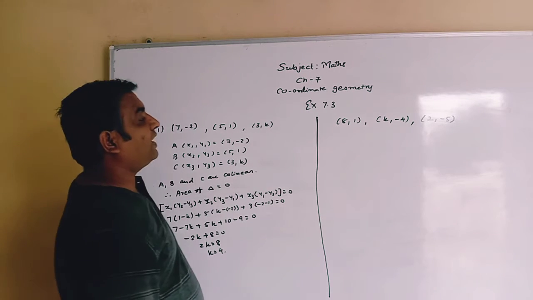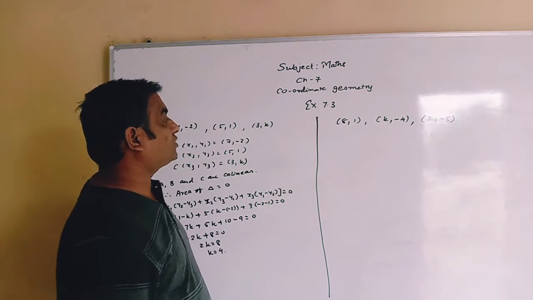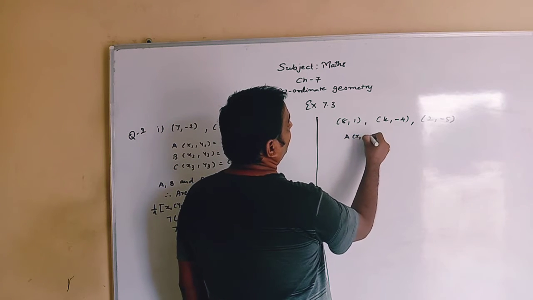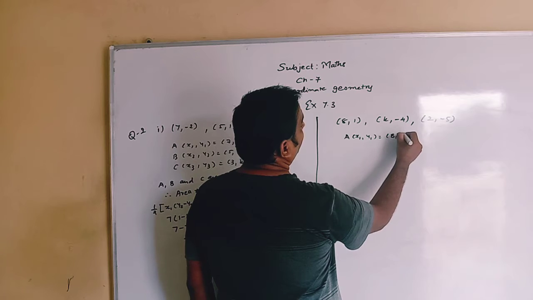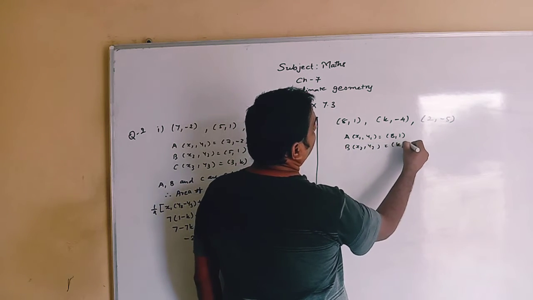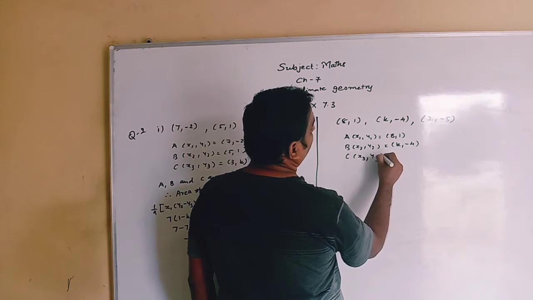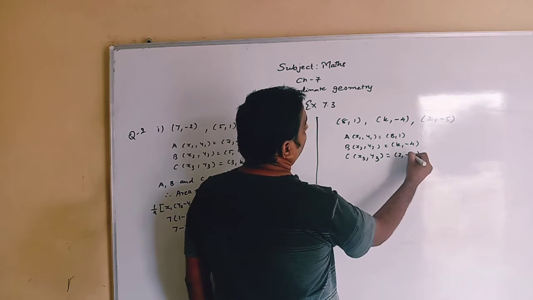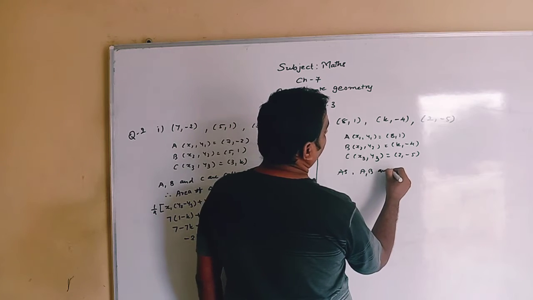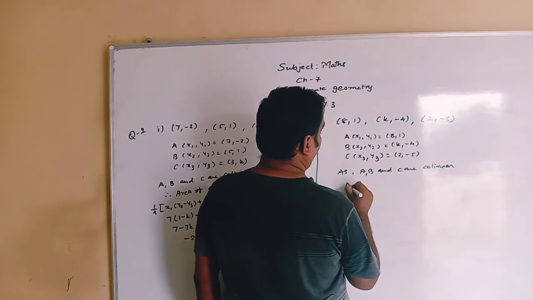Now the second sum: we are given (8, 1), (k, -4), (2, -5), which are also collinear. So with the same formula we write here A (x1, y1) equals (8, 1), B (x2, y2) equals (k, -4) and C (x3, y3) equals (2, -5). So as A, B, C are collinear, area equals 0.